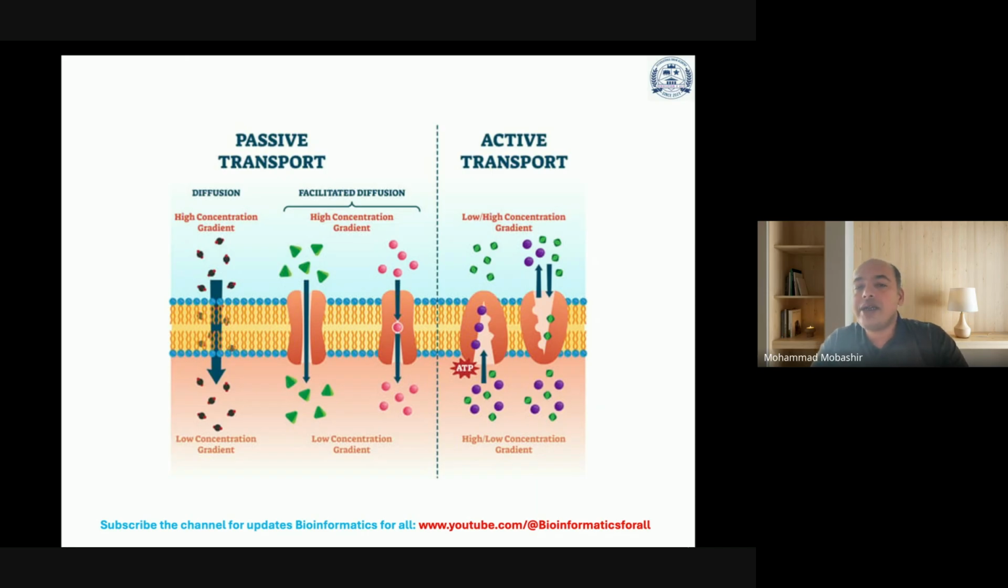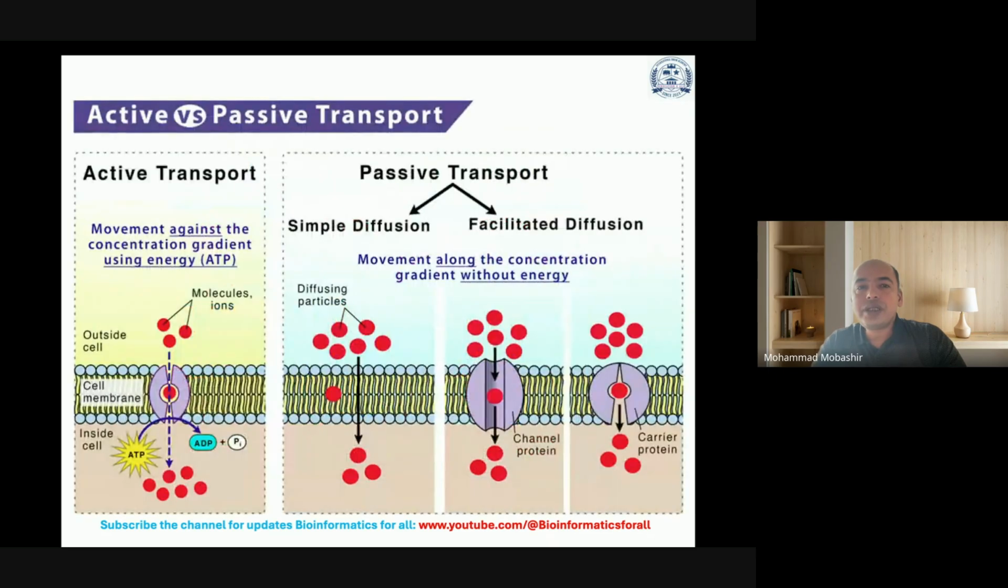So from higher concentration to lower concentration, this is what you could understand in passive transport, and here in active transport something is going from lower concentration to higher concentration. So this is what you need to remember. Now, active versus passive transport could be seen in another way.